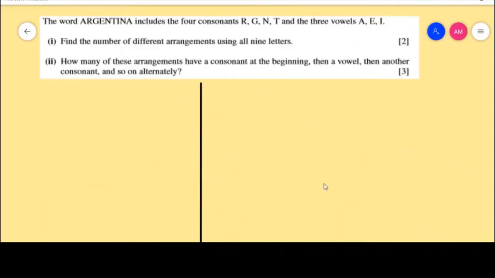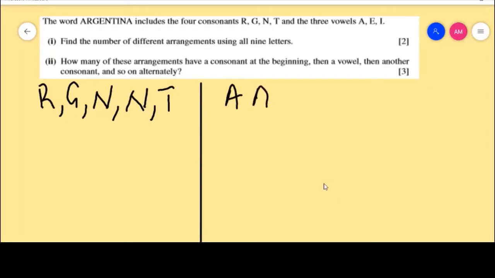Next question here, I'm given the word Argentina. It includes 4 vowels. If I put my consonants here, I've got R, G, N, N again, and T. So these are my consonants. For the vowels, I've got A, A, E, I. So those are my vowels.